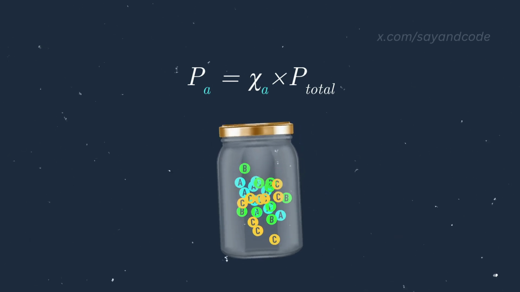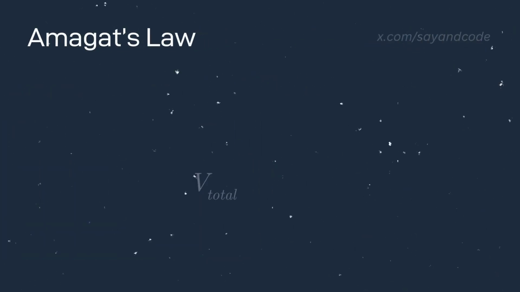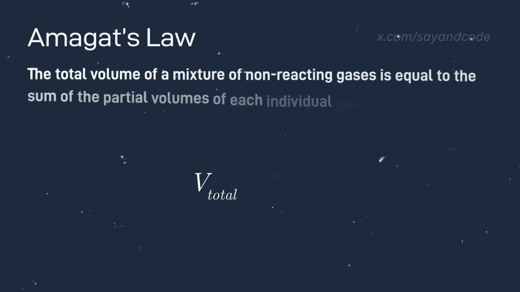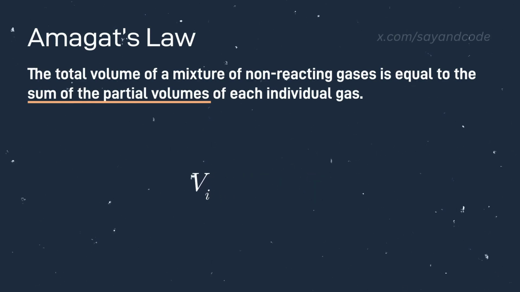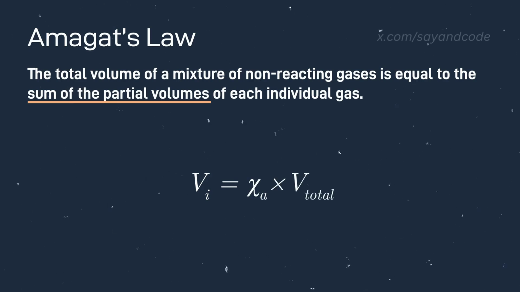Very similarly, according to Amagat's law, the total volume of a mixture of non-reacting gases is equal to the sum of the partial volumes of each individual gas in that mixture. And the partial volume of a gas in a mixture is equal to the mole fraction times the total volume of the mixture of gases.